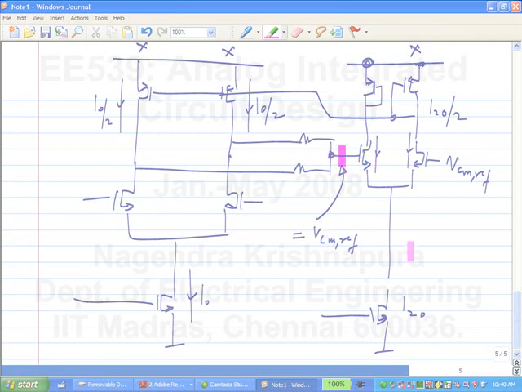If something less than I0 by 2 is flowing here, if you analyze this current mirror, when I0 by 2 flows here, something less than I0 by 2 flows here. What should happen? The current on this side must increase, which means that this voltage has to go below VCM ref. Similarly, the other way around. So if you don't make sure that this current mirror naturally gives you a current I0 by 2, when you push I0 by 2, you will have systematic mismatches.